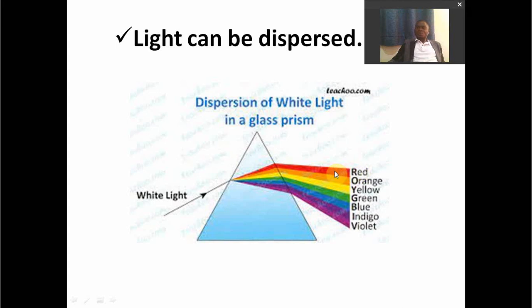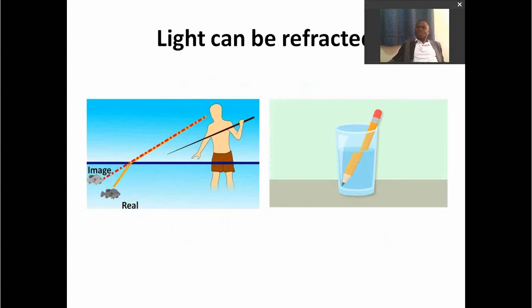So the splitting up of white light into several colors is what we are calling dispersion of light. Altogether, light can be split into several colors. Wonderful. Let's go to the next.